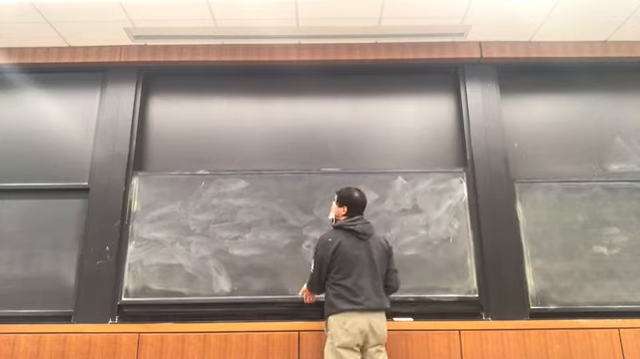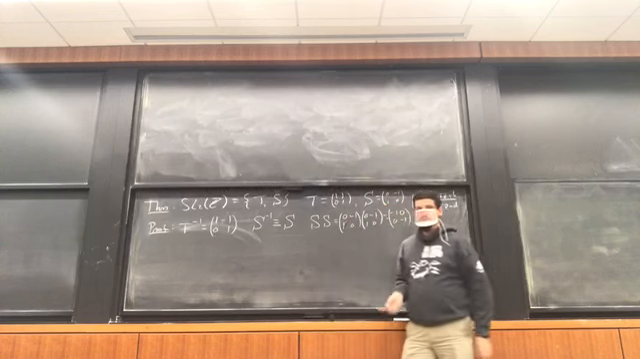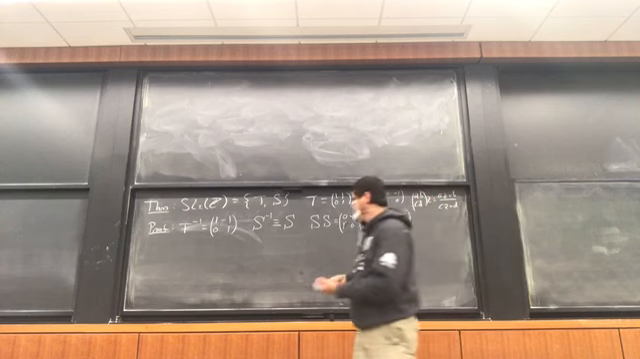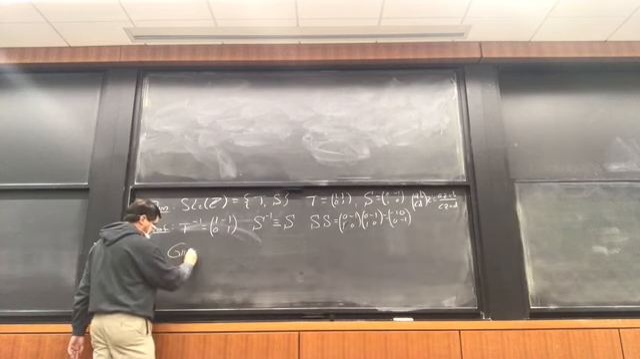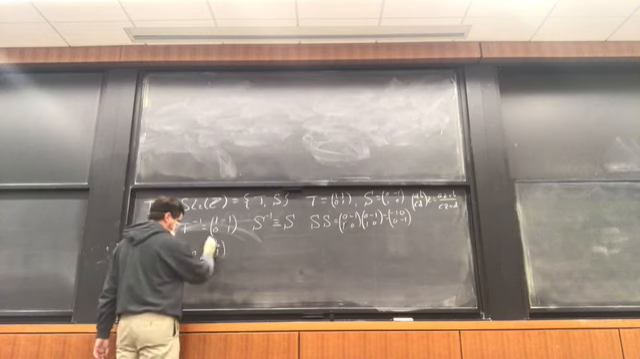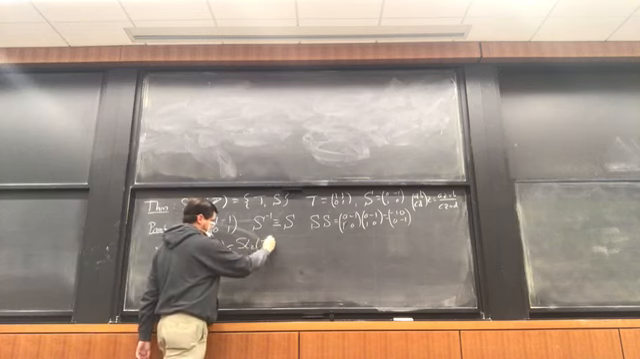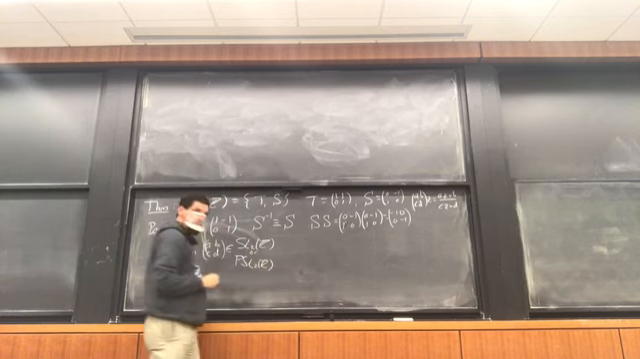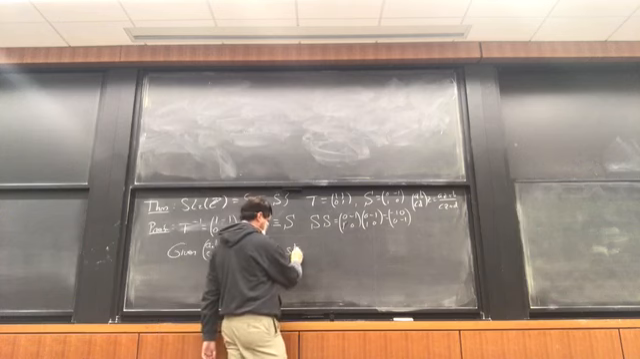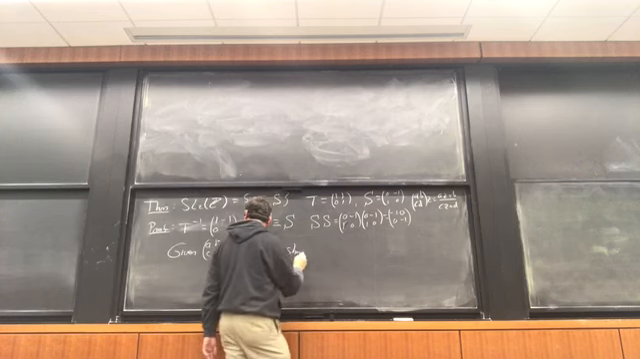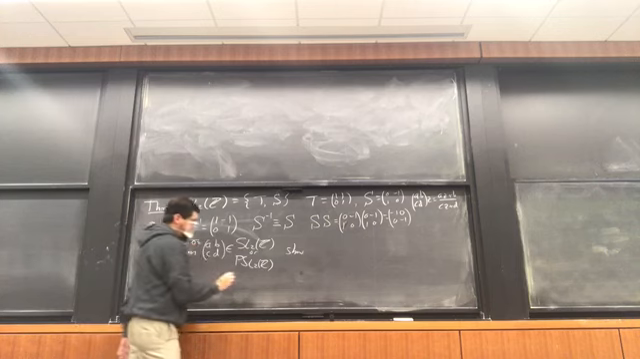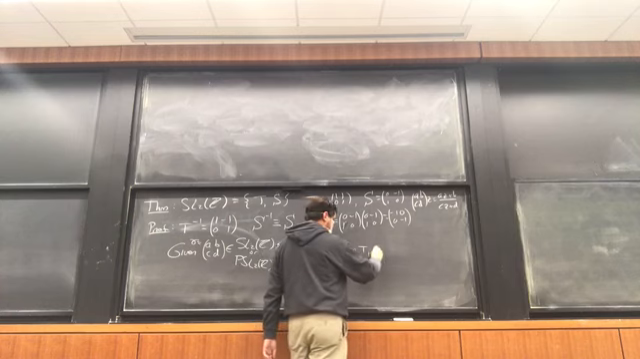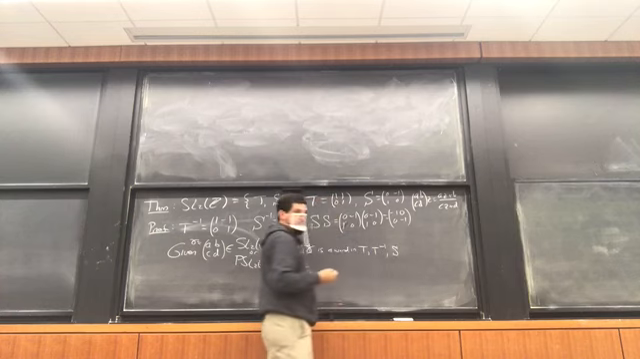So how might we start? So what's your game plan? How do you want to prove, given A, B, C, D in SL2Z or PSL2Z, show, and we'll give this a name, we'll call it gamma, show gamma is a word in T, T inverse, and S.